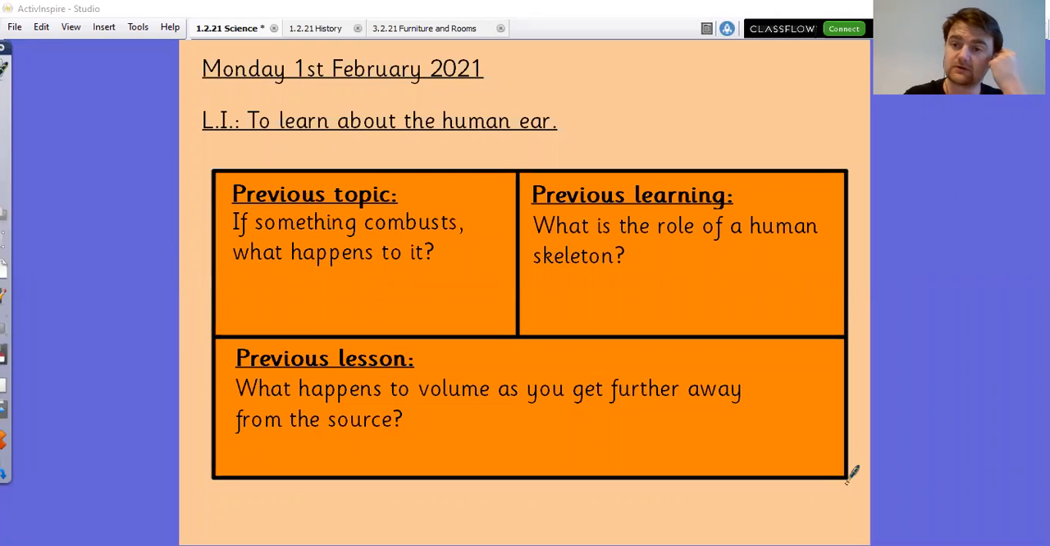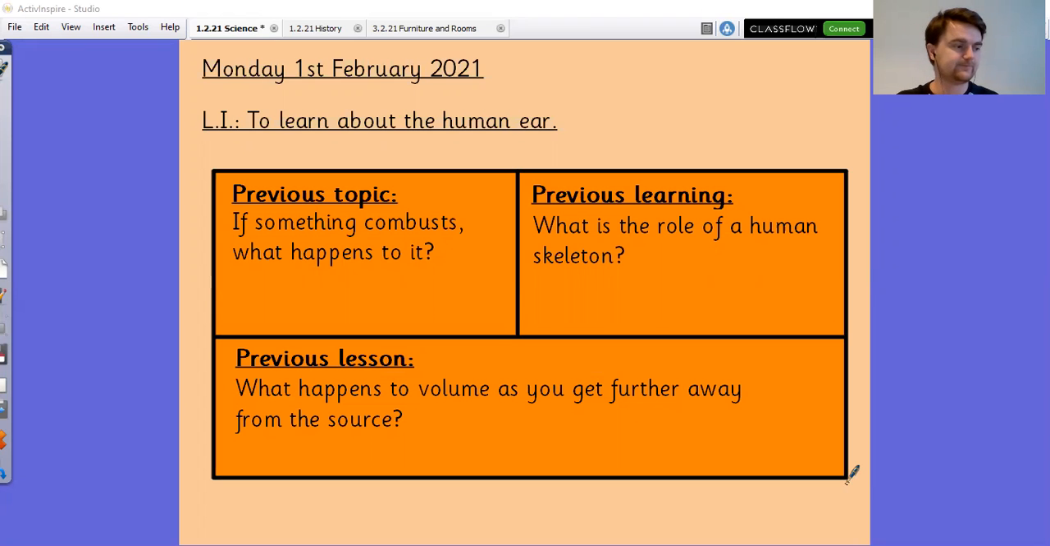The reason that we do these questions at the start of a lesson is to make your learning sticky so that you remember it for a longer period of time. So, something from our previous topic: if something combusts, what happens to it? What does the word combust mean? From a topic that you have done at some point in your Greenridge career, what is the role of a human skeleton? There's two roles for it. Can you name both of them? And from the previous lesson, what happens to volume as you get further away from the source of the sound? So have a go at answering those questions on Teams, and then come back to me and we will go through the answers.